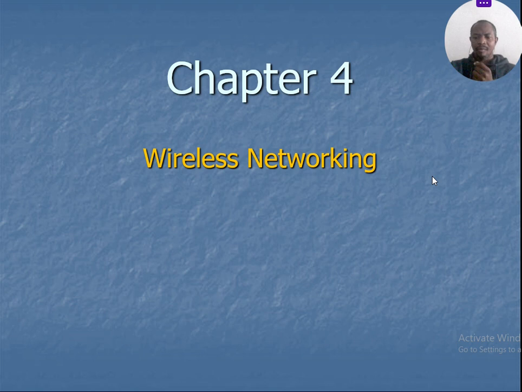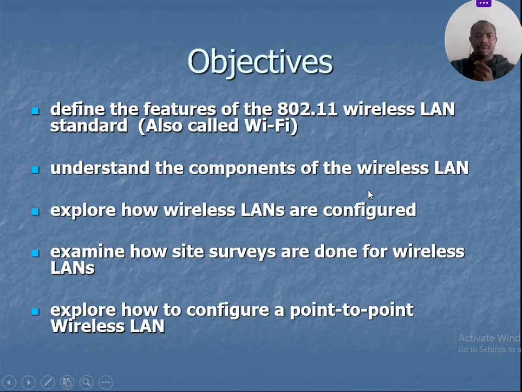Let's move on quickly. This chapter will take a look at, holistically, the objectives. We'll be looking at defining the features of the 802.11 wireless LAN standard, also called Wi-Fi. We'll also look at understanding the components of the wireless LAN, exploring how wireless LANs are configured, examining how site surveys are done for the wireless LAN, and exploring how to configure a point-to-point wireless LAN.